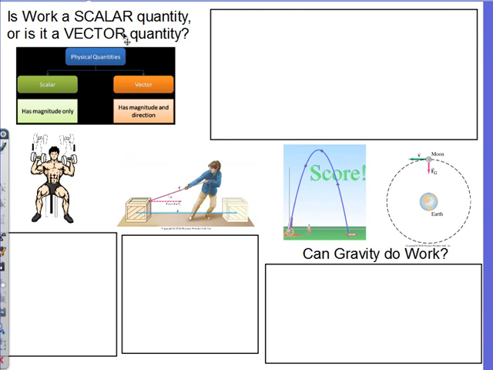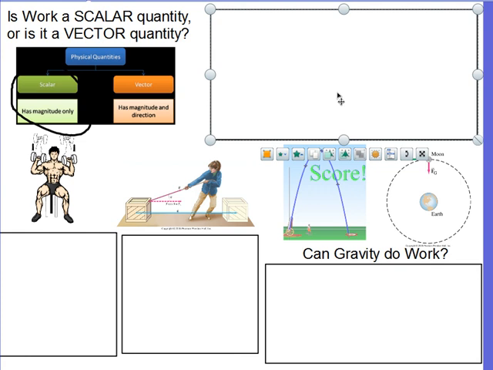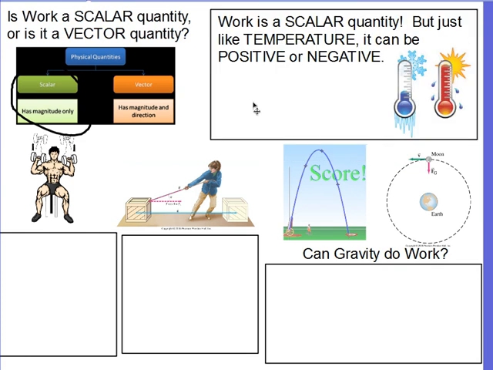Okay, is work a scalar quantity or is it a vector? Hopefully you got this from the reading. Work is in fact a scalar quantity. It's something that has magnitude only, no direction. Now, it's very much like temperature. It can be positive or negative, but it has no direction associated with it. It's probably confusing since force is a vector and displacement is a vector, but when we multiply those two things together, what we end up getting is a scalar quantity. Now, it can be positive or negative.